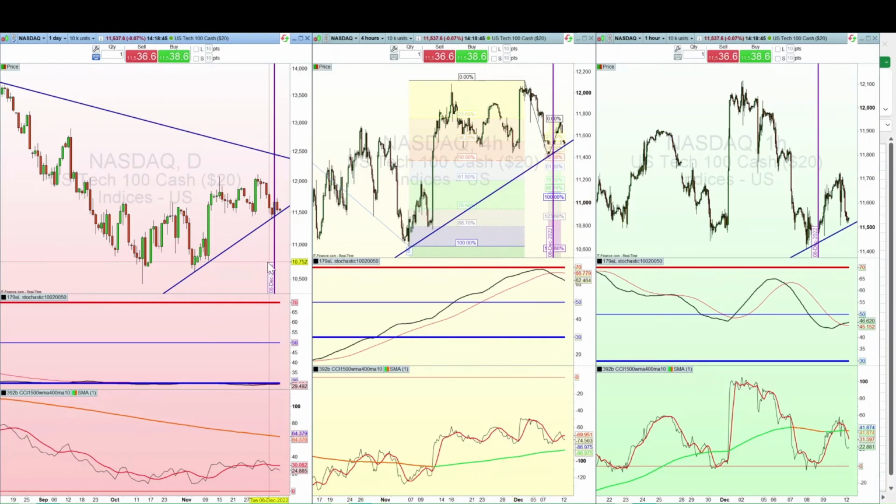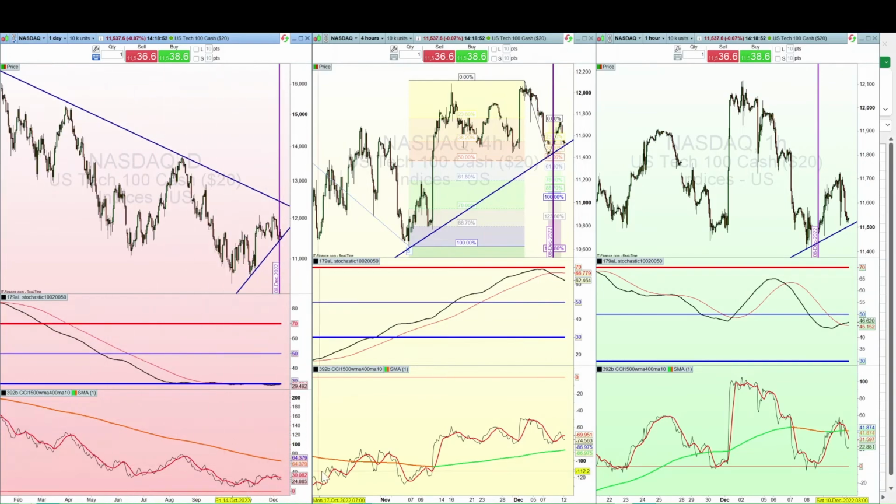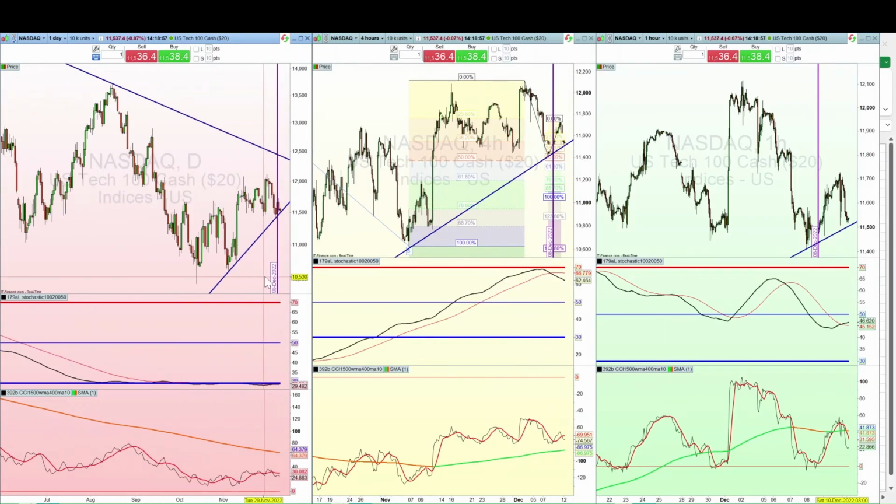But overall, probably more bearish than bullish at this point, considering the CCI 1500 is still in a downtrend, and also the Stochastic on the 4-hour chart is declining. So again, we need to see what happens in the coming days, or if it breaks down below that or starts bouncing off that.